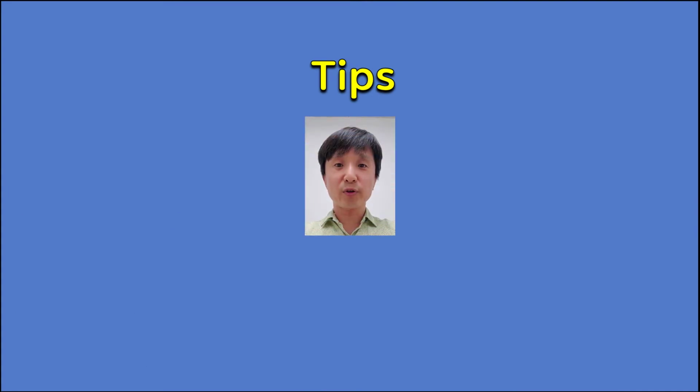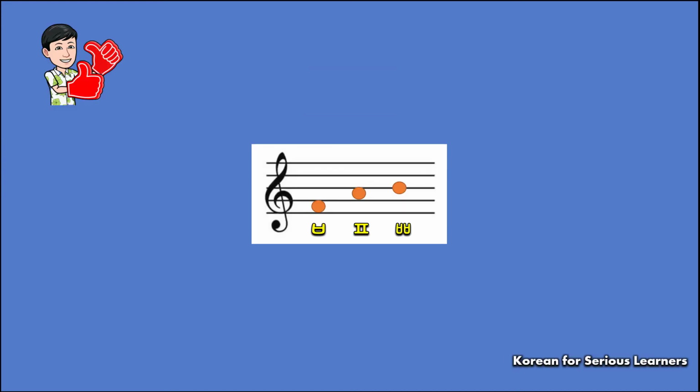Now, I'm going to share two ways that you can use to distinguish these three consonants. First, you can use pitch to distinguish the plain sound. As you can see, the plain consonants have a lower pitch than the other consonants. See if you can hear the difference.